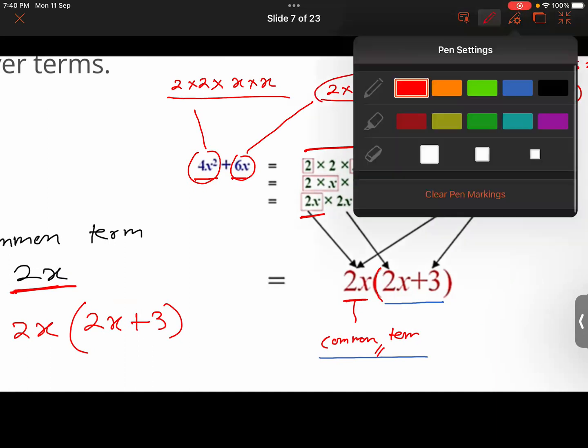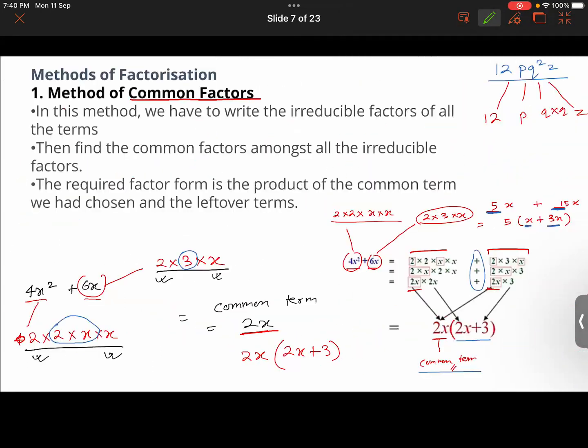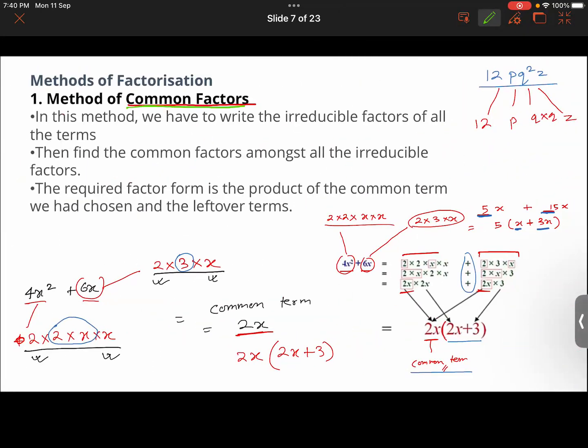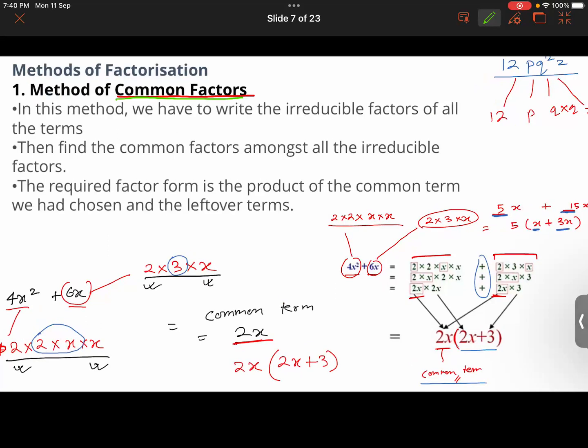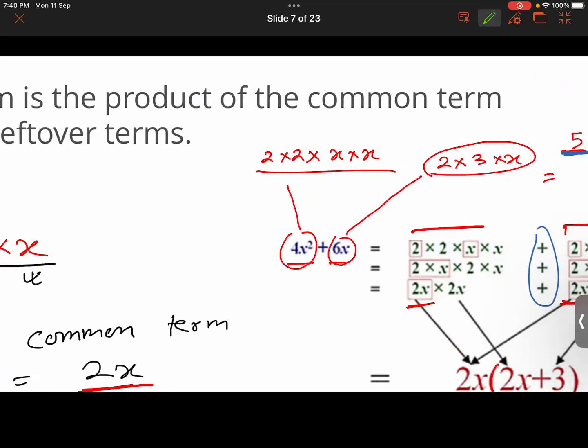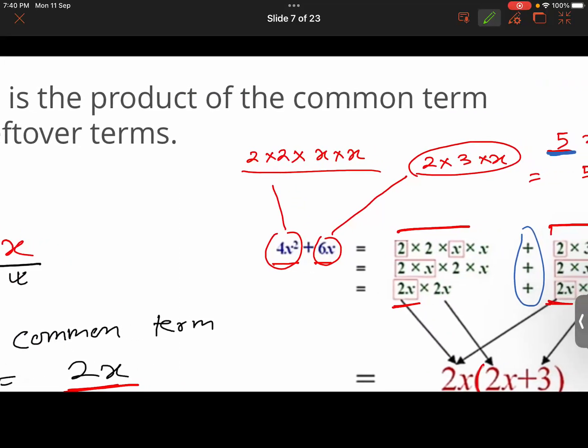Now, the first method is the method of common factors. So we have to look out for the common factors. For 4x square and 6x, what are the common factors, Arhan? What factors do they have in common? They have 2 in common, this 2 and this 2. Yes, sir. And they have this x. This x is common, right? Yes, sir.